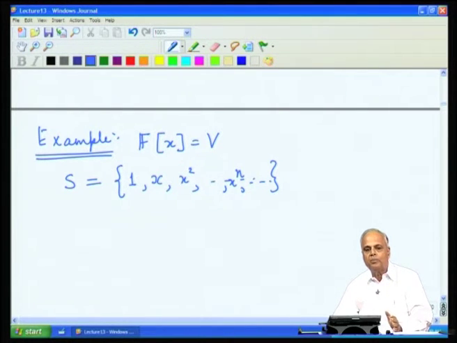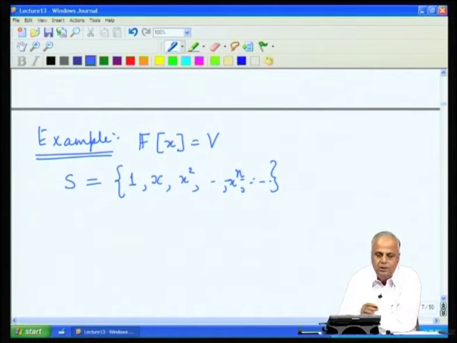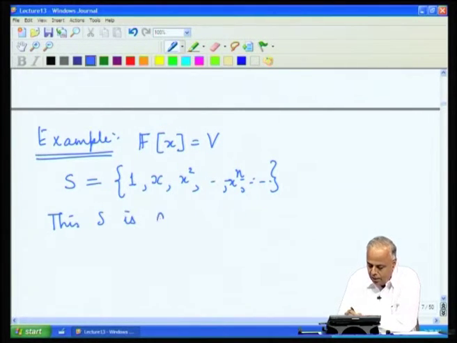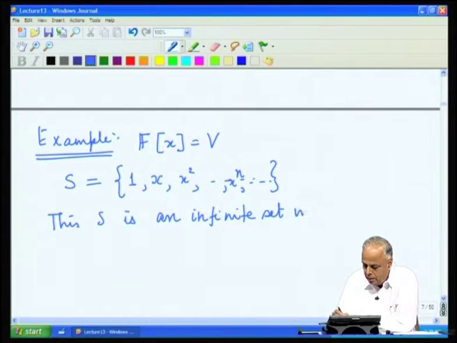So, x to the power of 0, x to the power of 1, x to the power of 2, x to the power of 3 and so on and so forth, we get an infinite number of polynomials, which means we get an infinite number of vectors in the vector space V, because the vectors in this space are all polynomials. So, let us consider this infinite set. So, this S is an infinite set in V.